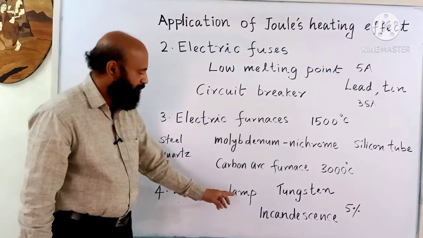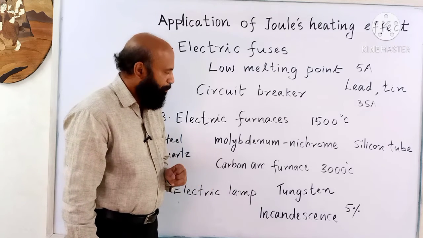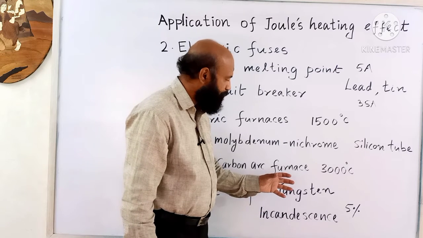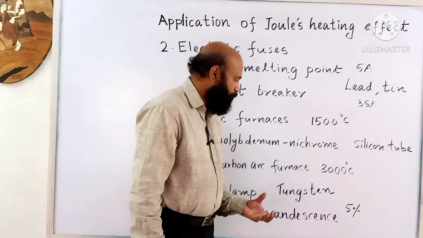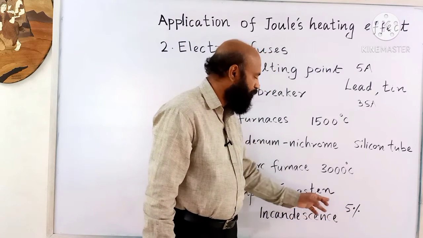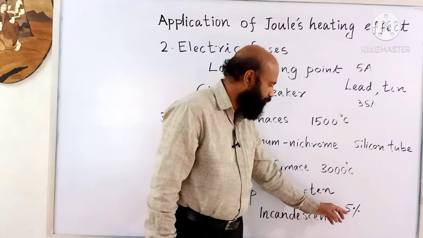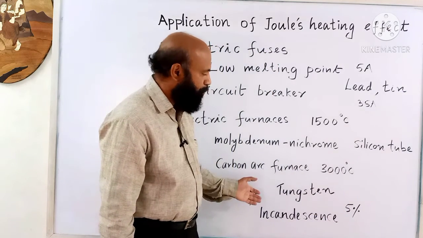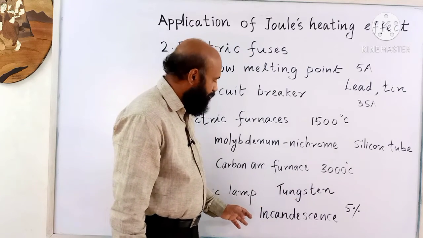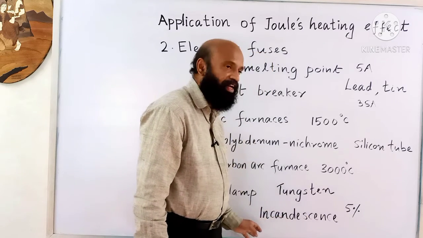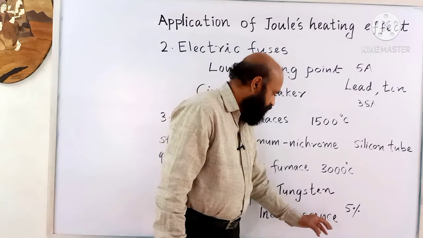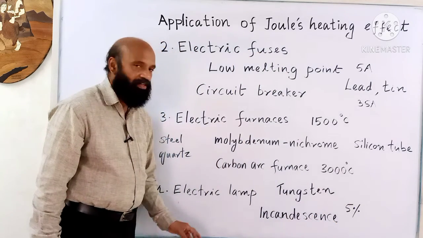Next use is the electric lamp. In an electric filament lamp, a tungsten filament is kept inside a glass bulb. The disadvantage is that only 5% of the electrical energy is converted into light energy. The remaining part is converted into heat. The tungsten filament is heated to incandescence. Incandescence means emitting light at high temperature. These are the uses.